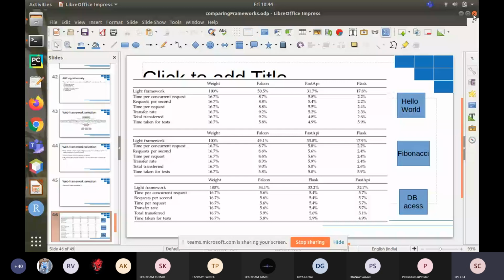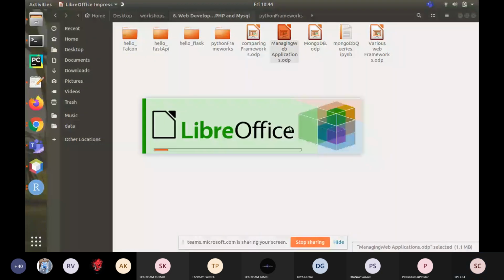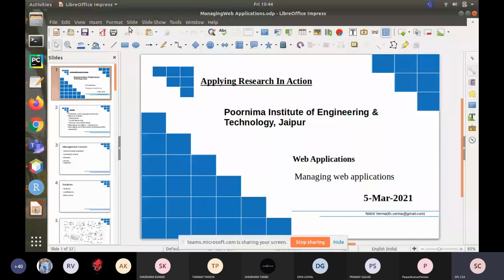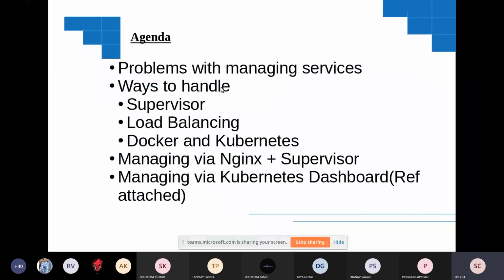Okay, done with that, we will quickly move on to how to manage these different web applications. Yeah, so management of web applications. Under this presentation, we will talk about problems with managing different services. What are they?